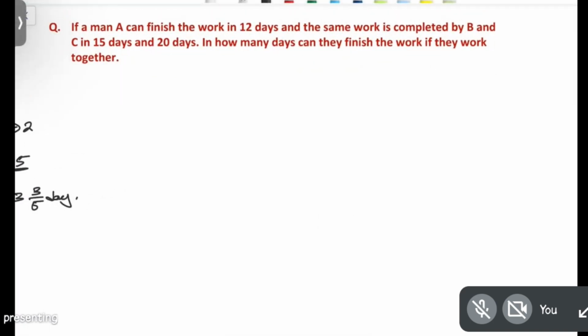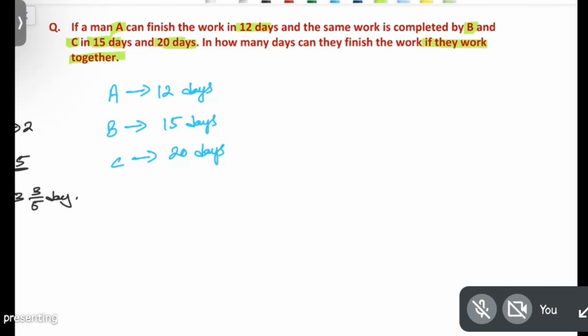If a man can finish a work in 12 days, that means A can finish a work in 12 days, and B and C in 15 and 20 days. That means we are talking about 3 persons now. So A can complete a work in 12 days, and B can complete a work in how many days? 15 days, and C can complete a work in how much? 20 days. This is what we have. Now, in how many days can they finish the work if they work together? We are asked to find how long it will take.